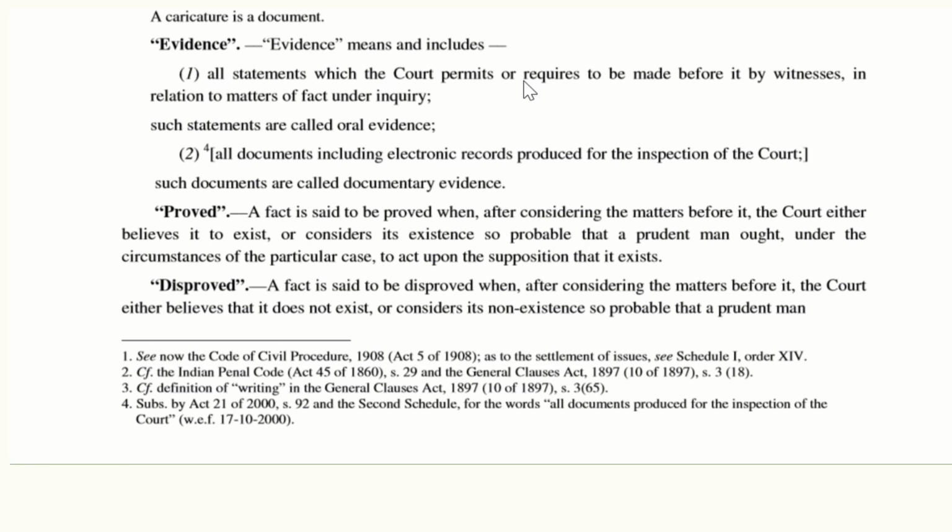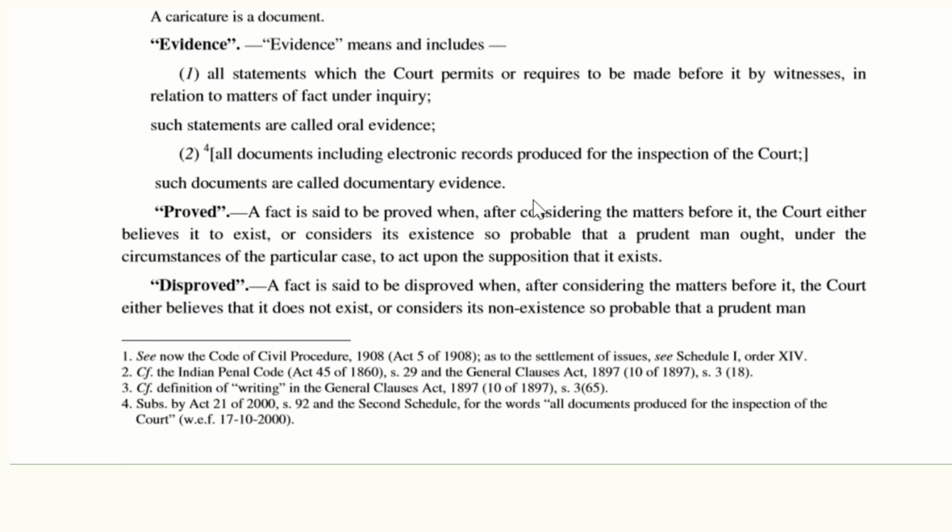As you all know, there is chief examination, cross-examination, and re-examination. All these aspects are part of examining the witnesses. So, all statements which are made by these witnesses are called oral evidence. That falls under the definition of evidence. The next is all documents, including electronic records, produced for the inspection of the court. Any document you give in the court, including electronic records, is called documentary evidence.